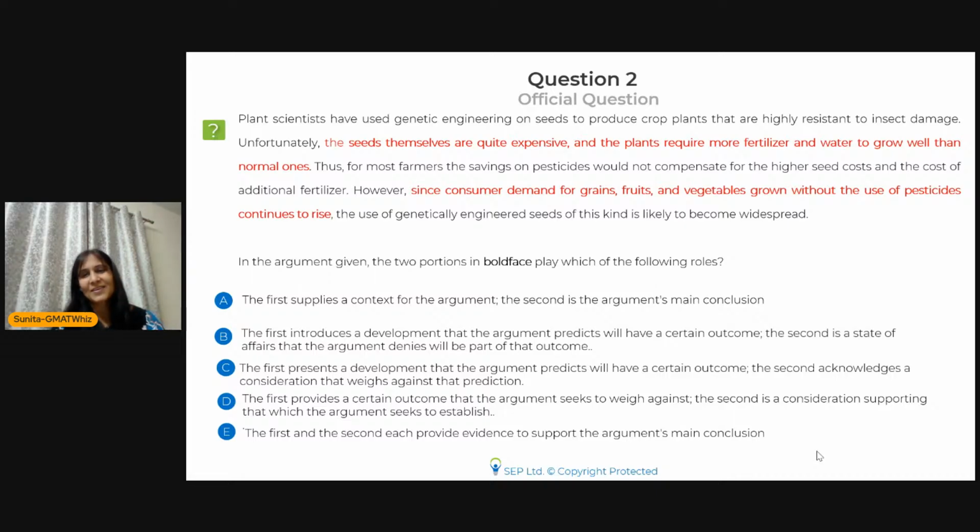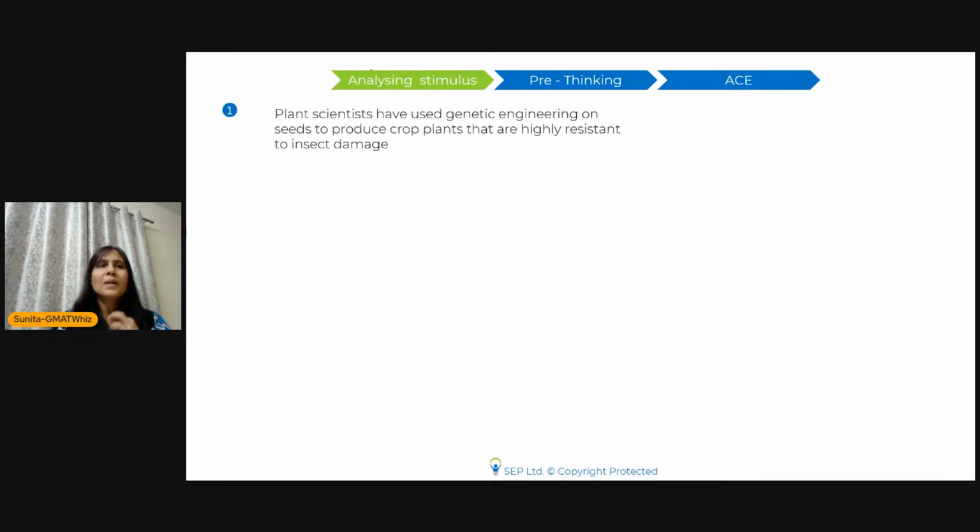Why? Let's discover. So, I'm going to start my explanation. Focus on the explanation, guys, okay? I'll go slower. First sentence: plant scientists have used genetic engineering on seeds to produce crop plants that are highly resistant to insect damage. The entire thing has already taken place. This is telling us that there is a situation that we have here. This is a fact. Right now, I don't know whether this fact is going to act as a premise or a counter premise. So I'm just going to call it a fact and move to the next statement.